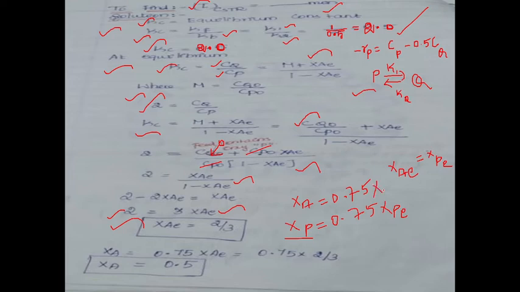So here we know the XAE value. What is the XAE value? XAE is 2 by 3. So substitute here 0.75 into XAE, 0.75 into 2 by 3. What is the conversion here? 0.5. So this XA is equal to XB. In our equation the reactant is P, so generally we should write XA; this XA is equal to XP for our equation. So this is the final conversion value, that is 0.5.